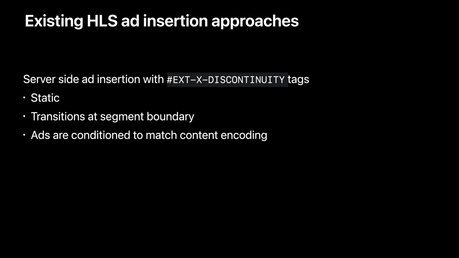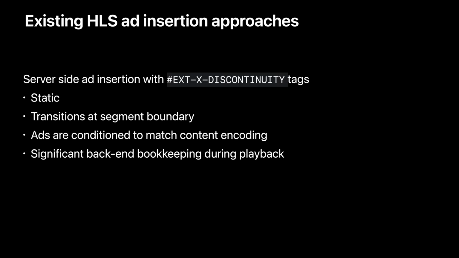Oftentimes, the number of quality tiers would be different between your primary and interstitial assets. In order to stitch the ad together with all the primary quality tiers, the ads would need to be conditioned to match the content encoding. And you'd also want to make sure that the ads use the same codecs as the primary content. And in live streaming scenarios, your packager might have to do a lot of back-end bookkeeping. Your ads and interstitials would mostly be video-on-demand streams, but the packager would have to spool these out on a per-segment basis for the entirety of the ad break.